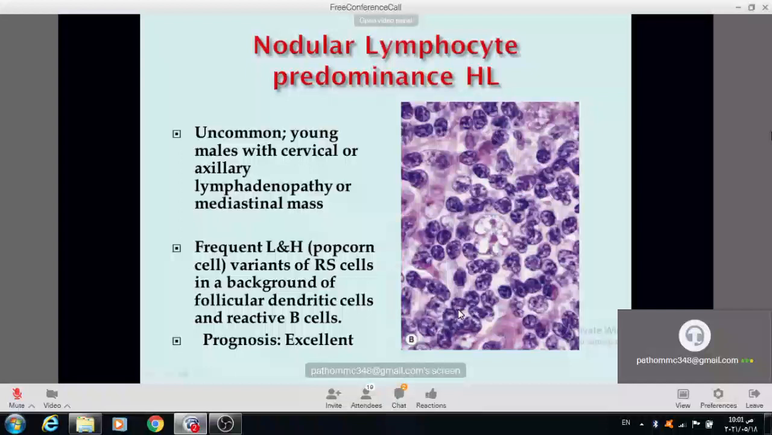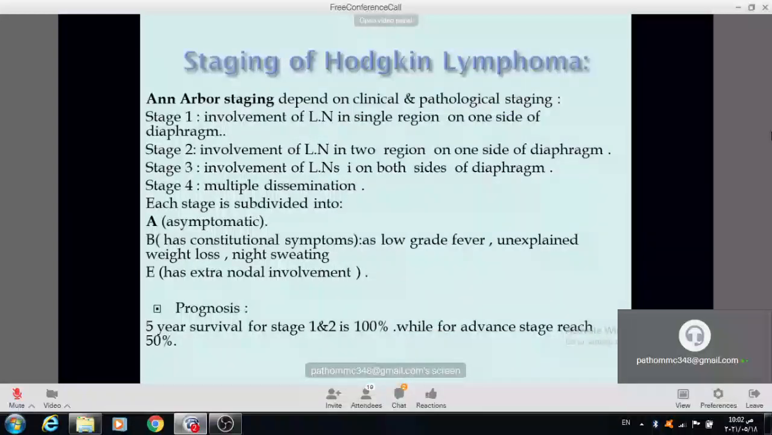Here the prognosis is excellent. This is the prognosis of this type of Hodgkin lymphoma. So all these are subtypes of Hodgkin lymphoma. Okay, and this is about their histology. Now we will discuss how to stage this lymphoma.